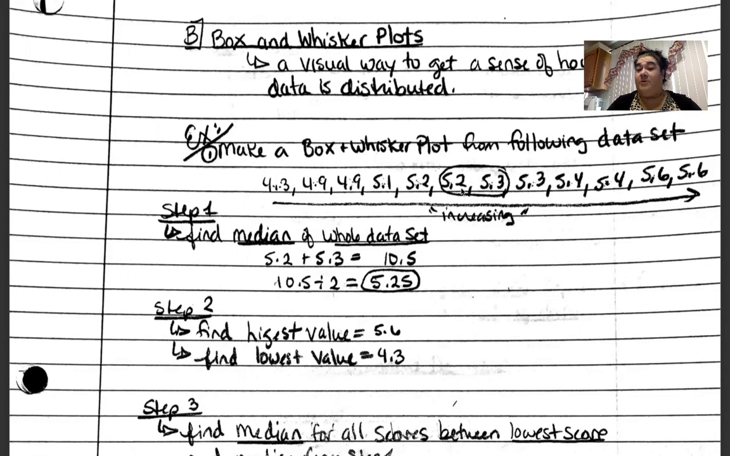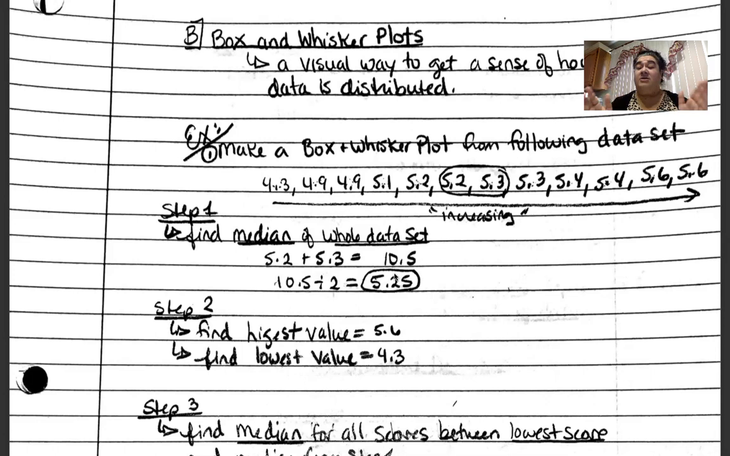So because it's an even numbered set, I am going to go ahead and follow scenario number two to find my median. I'm going to take those two data points and add them together. The sum of 5.2 and 5.3 is 10.5. Divide it by two. 10.5 divided by two is 5.25. There is my median for the entire set of data, okay? So 5.25 is the median for the entire set of data. That's what you find in step one.